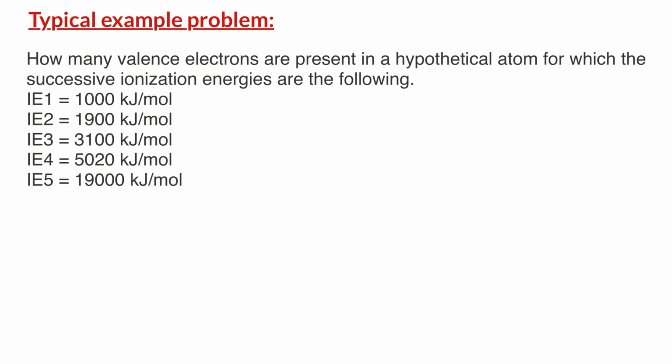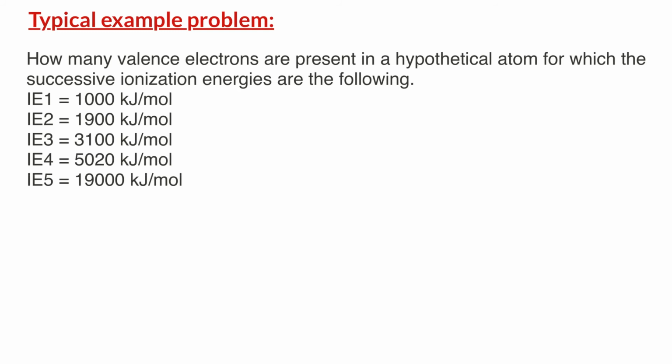The successive ionization energy values of a given atom can tell us how many valence electrons are present in that atom. For example, how many valence electrons are present in a hypothetical atom for which the successive ionization energies are the following.